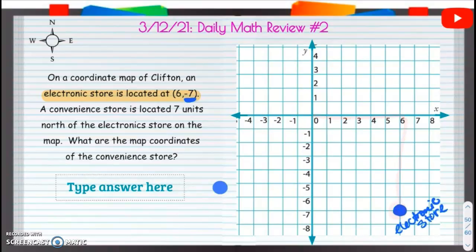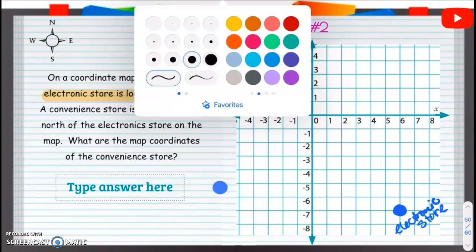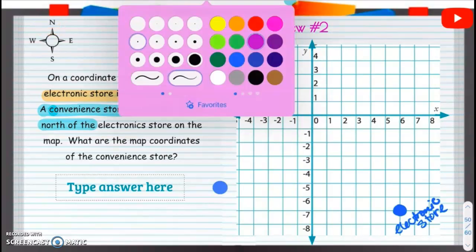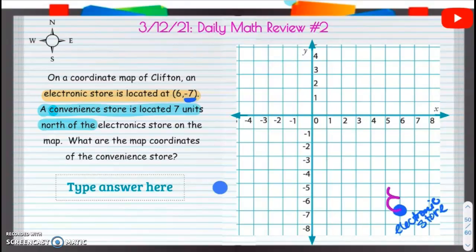Now, it says the convenience store is located 7 units north. So if it's north, we're going to go up. So 7 units north, we're going to go up 7 units. All right, so let's go up 7 units: 1, 2, 3, 4, 5, 6, 7. Look at that. So there is where our convenience store is.